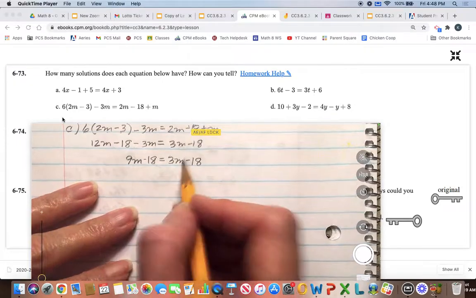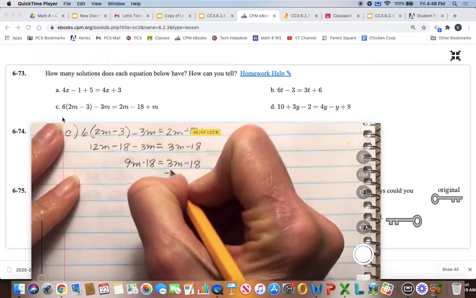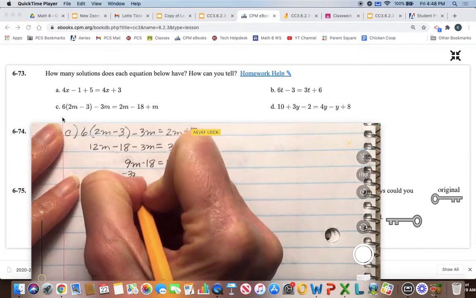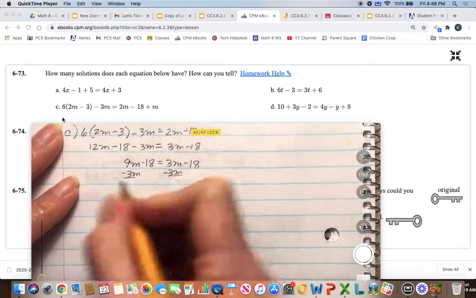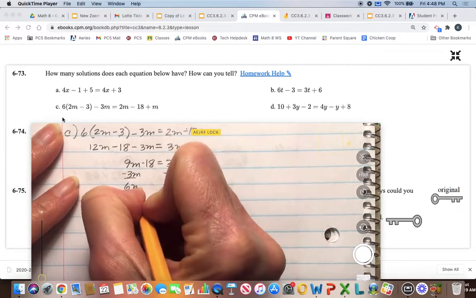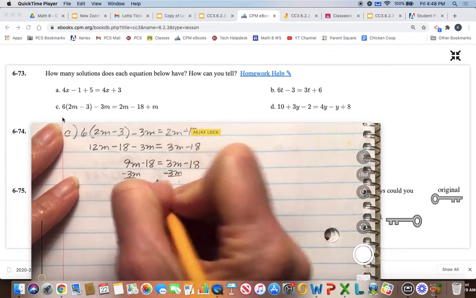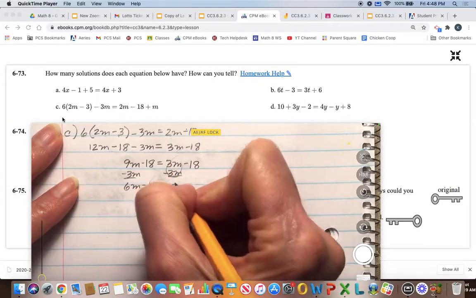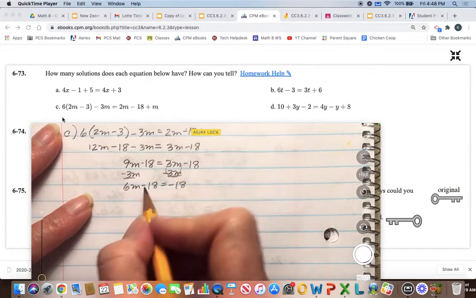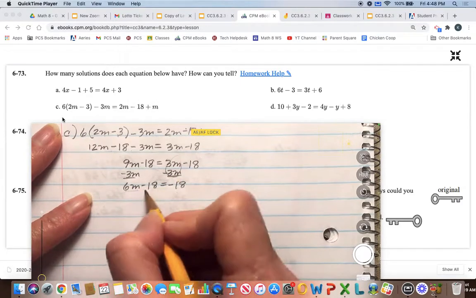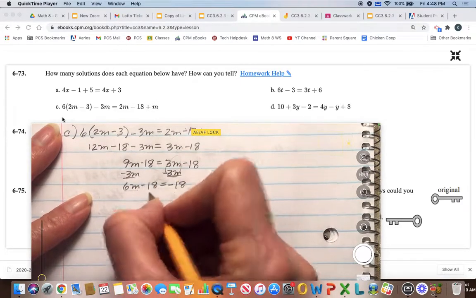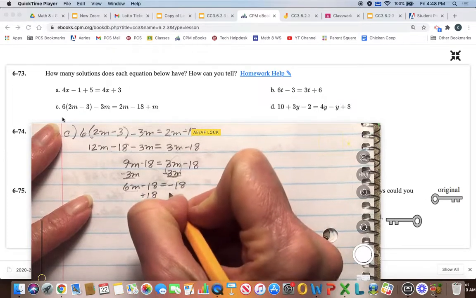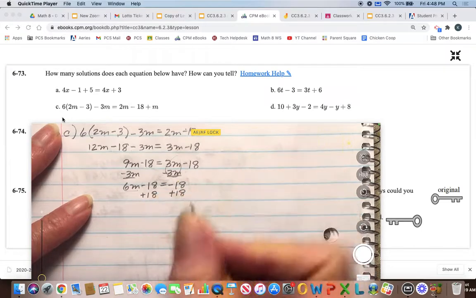m on one side. So I'll zero out the 3m by subtracting 3m from both sides. And then I have 6m over here minus 18 is equal to, this zeroes out, and we have negative 18 over here. And now we need to isolate this m, so let's undo this minus 18. We'll zero that out with a plus 18. And we have to do the same thing on the other side.